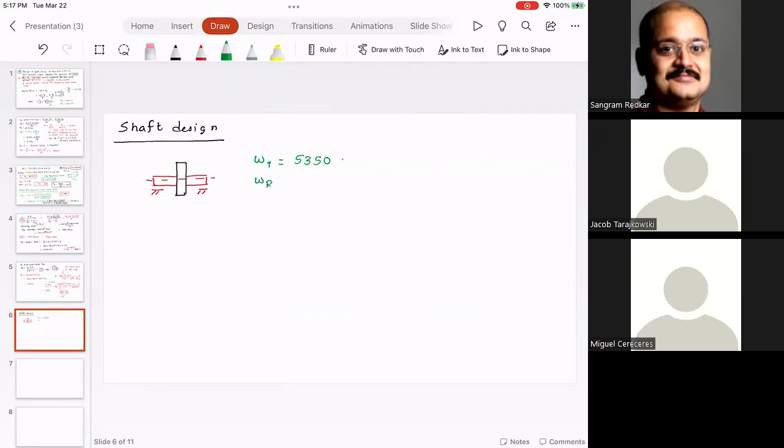WR is WT multiplied by tan phi, which is 5350 multiplied by tan of 20. And then what I'm going to do is the face. So let's understand this face width is 80.